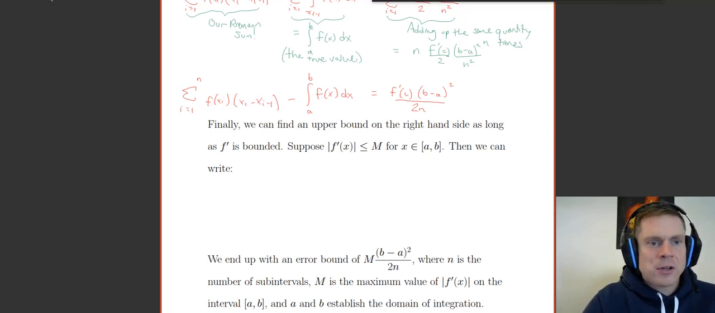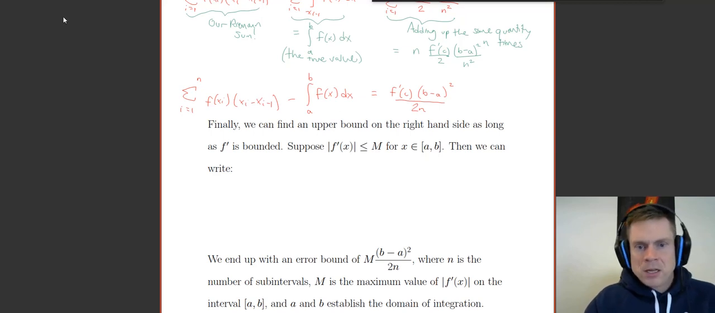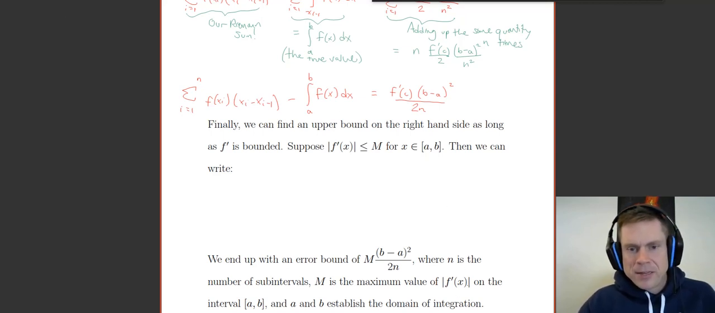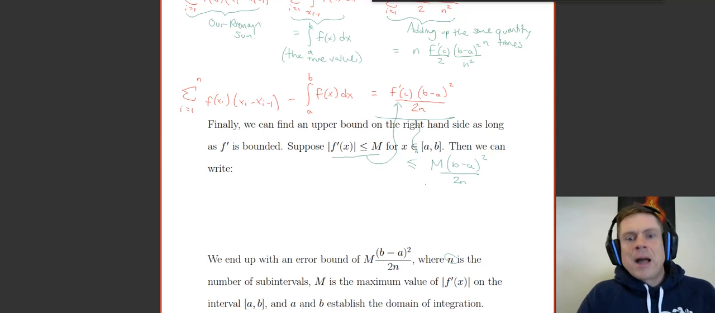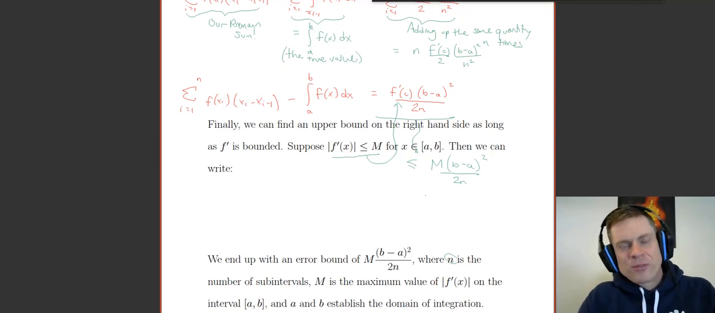So I'm going to put that into place in the midst of this. I'm going to use this right here and say that this quantity is less than or equal to m times (b minus a) squared over 2n. I'm going to take the absolute value of both sides before I do that, and then apply this, and that's going to bring me to the result.